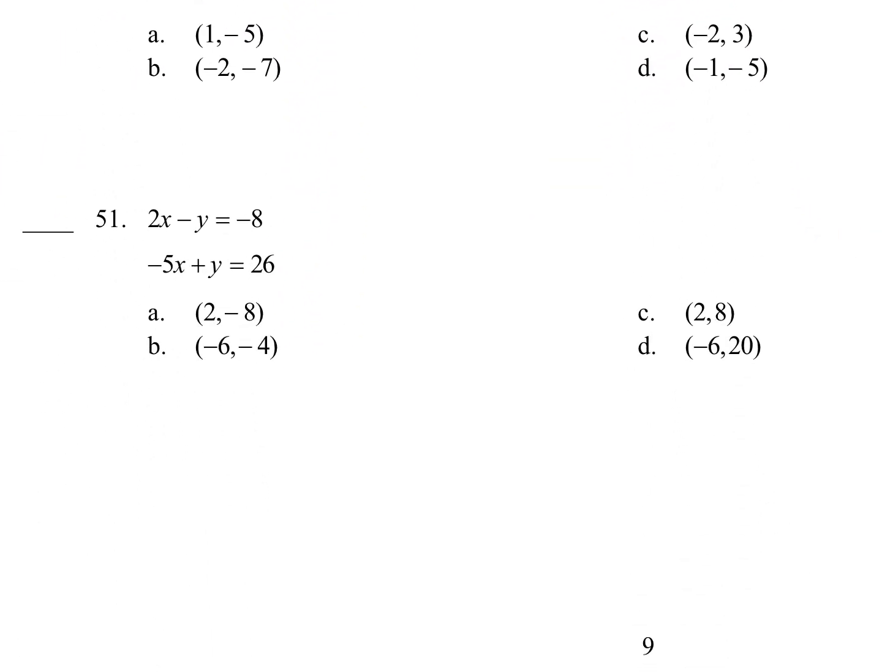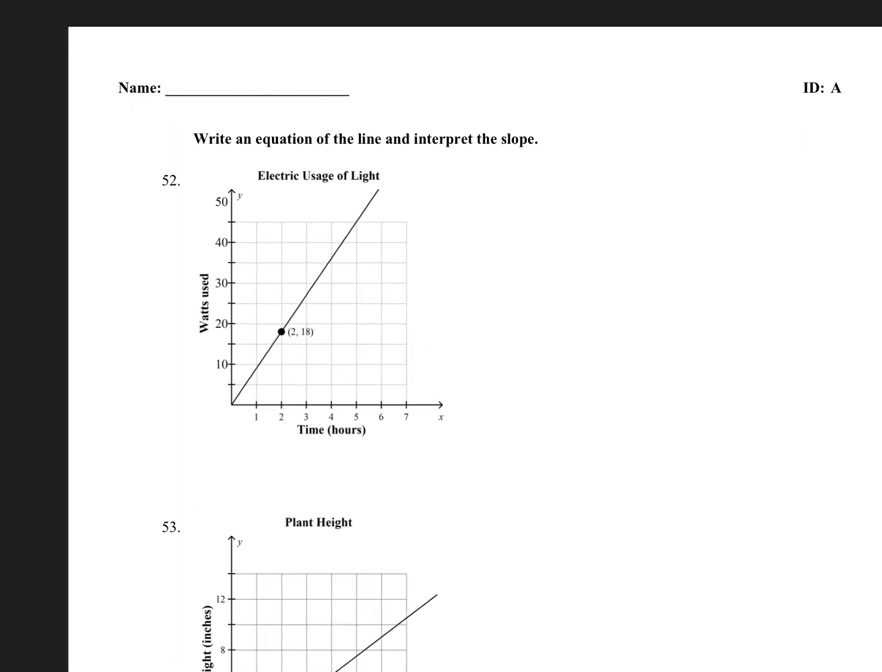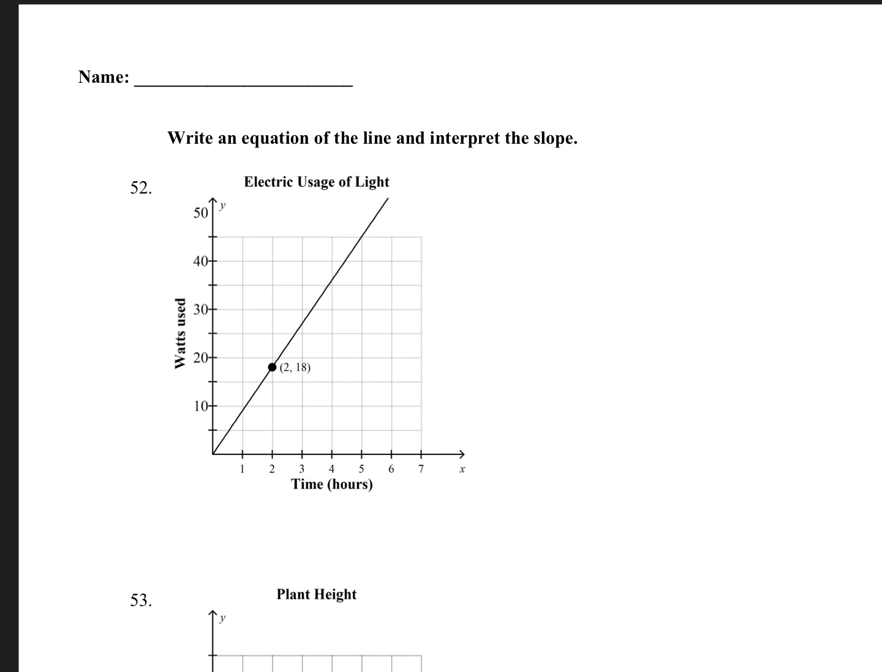All right, let's go to the next page. So for 52 and 53, we have to write an equation of the line and interpret the slope. An equation of a line can be in y equals mx plus b form. But I need to know the m and I need to know the b. So m would be my slope. B is my y-intercept.